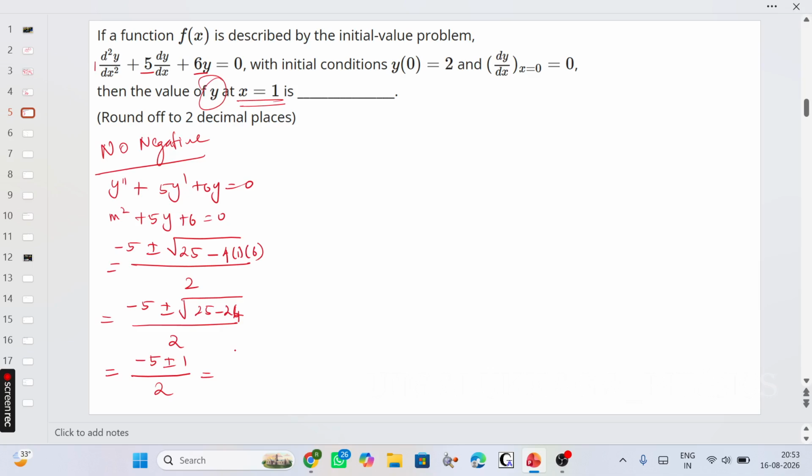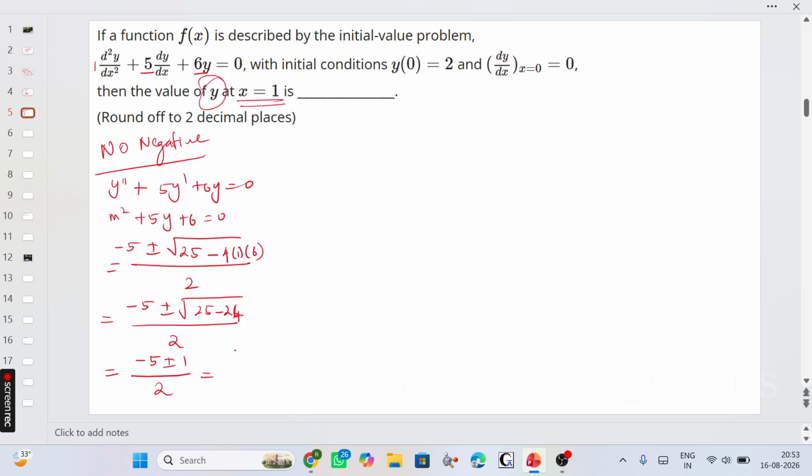Once we have the general solution, we will try to apply the initial conditions here. So we have y of 0, which is nothing but a plus b, which is equal to 2. Then we have to find the derivative, so y prime of 0. Once you take the derivative of this, you will be getting minus 2a e power minus 2x minus 3b e power minus 3x, right?